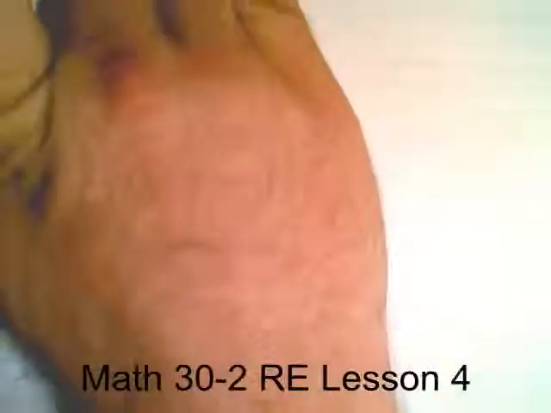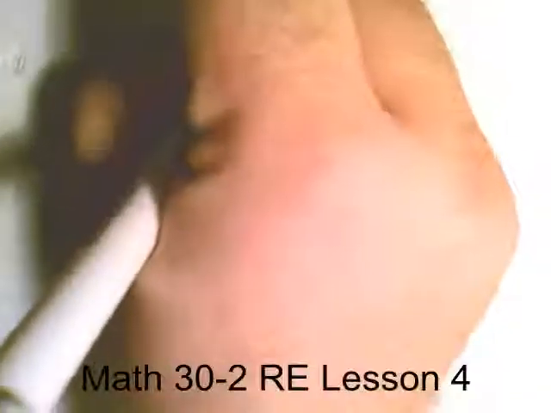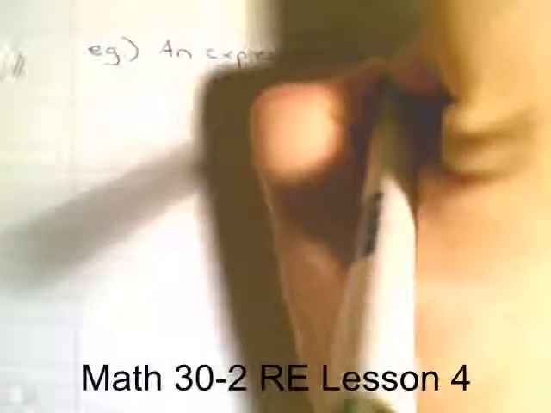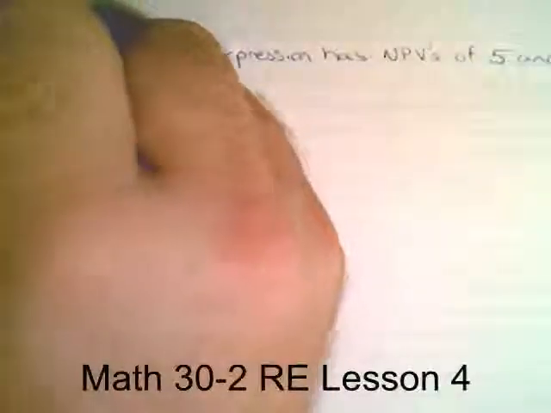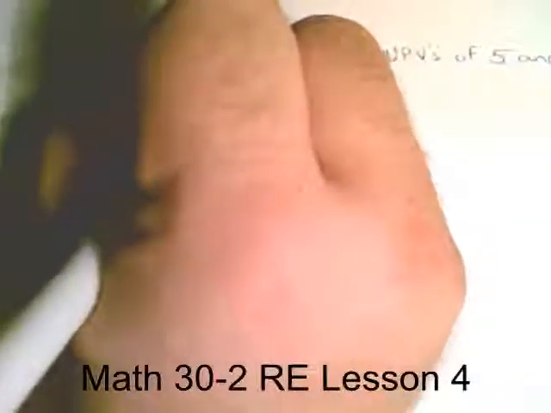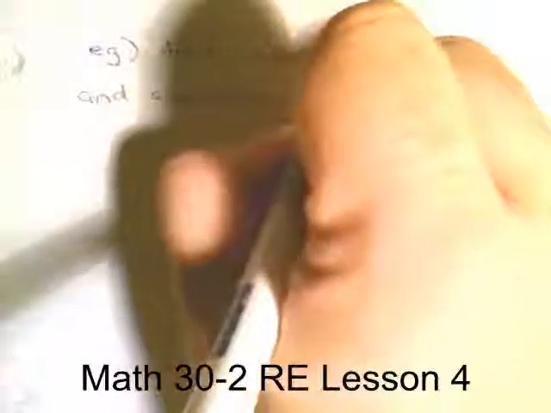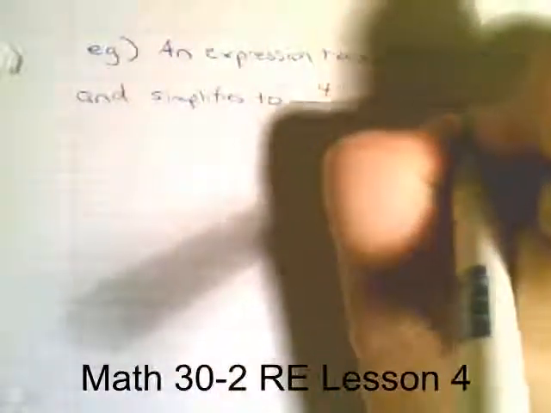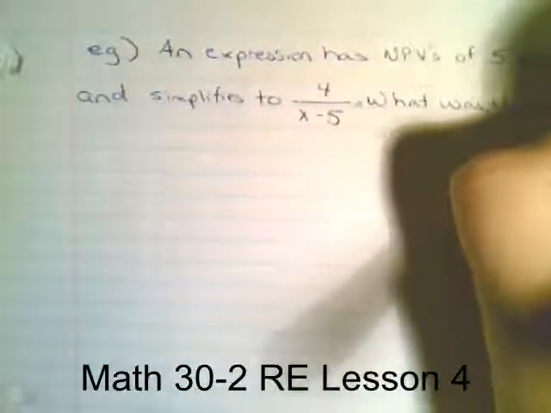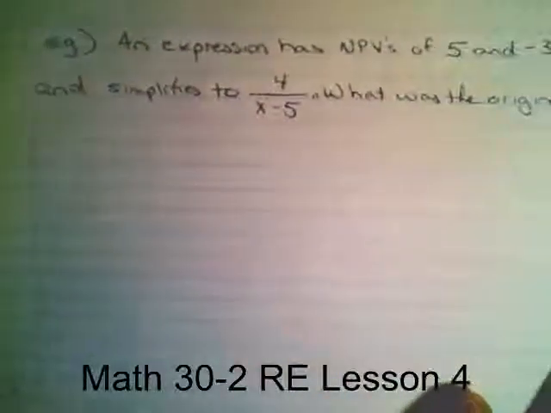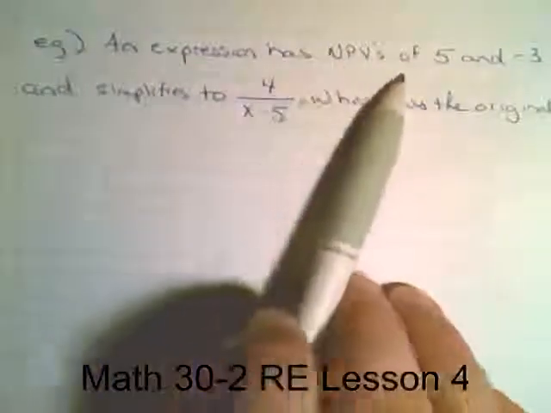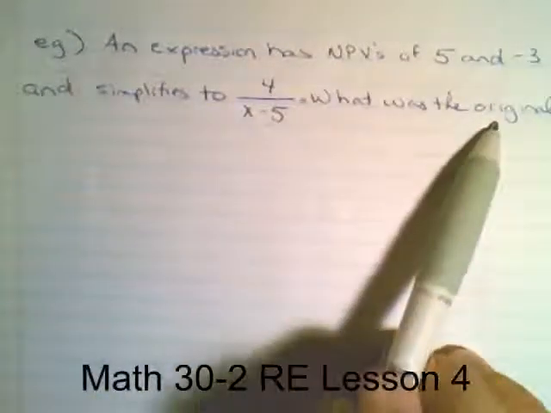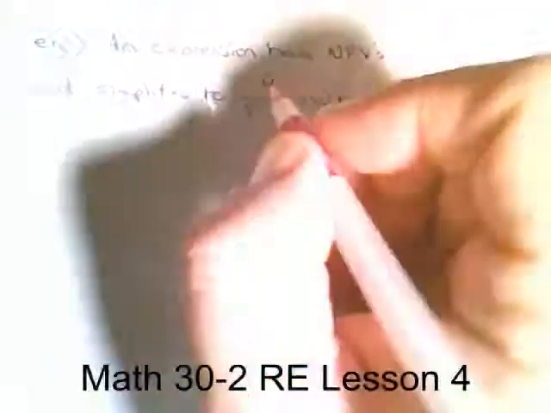Other things that go along with this, they will ask you the following, and you need to recognize that sometimes we'll start with the simplified form and we want you to go backwards. So here, an expression has NPVs, non-permissible values, of 5 and negative 3, and it simplifies to 4 over x minus 5. What was the original expression? Okay, so an expression has non-permissible values of 5 and negative 3. It simplifies to this. What was the original?